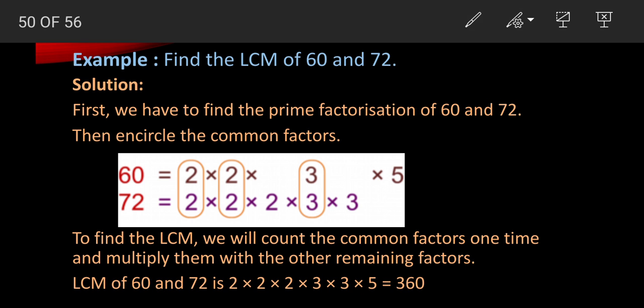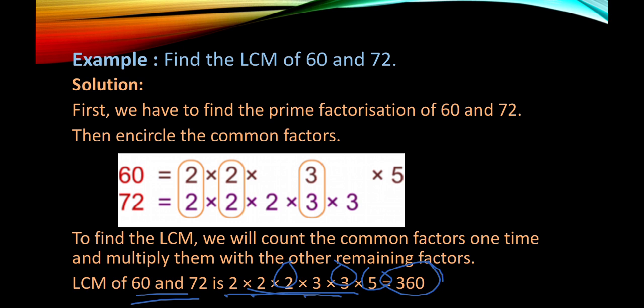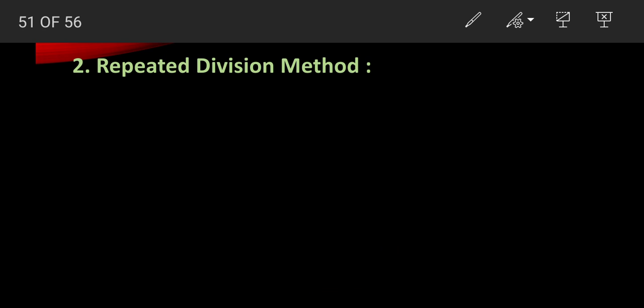So here is the LCM. The LCM of 60 and 72 is: we select the common factors one time, that is 2, 2 and 3, and multiply them with the rest of the factors, that is 2, 3 and 5. If we multiply all these we get 360. So the LCM of these two numbers is 360. In this way you have to find the LCM: first prime factorize each number, then select the factors which occur the maximum number of times.